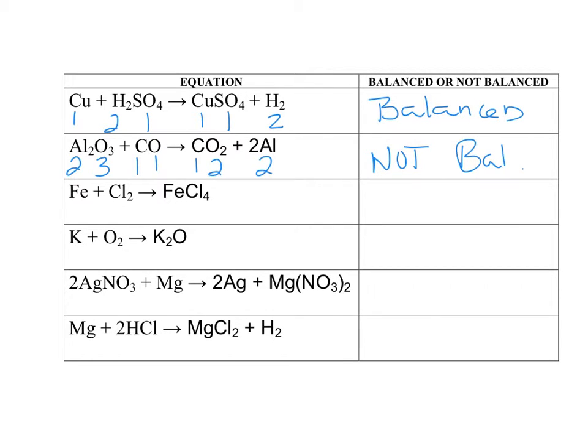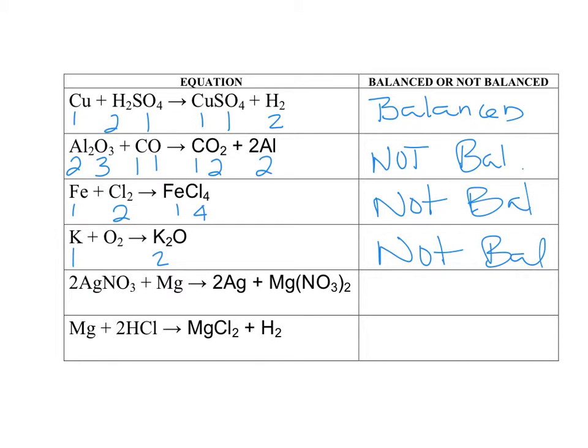Let's take a look at this example. I have 1 iron over here, 2 chlorine, but 4 chlorine over here. That's not balanced. Let's look at this example. I have 1 potassium, but 2 potassium over here. That automatically makes it not balanced.